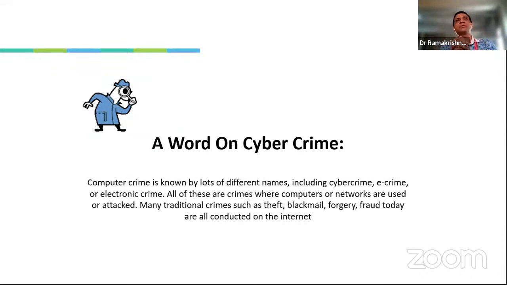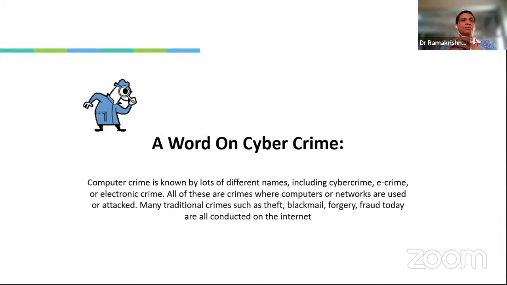Now, what is actually the meaning of cyber crime? Cyber crime is a computer crime known by lots of names, including cyber crime, e-crime, electronic crimes, all those things. Normally, when computers were not there, a lot of crime used to happen, right? There was theft, blackmailing, forgery, fraud, everything used to happen earlier, right? That used to happen offline. Now, when computers were introduced long back, everything happens online, right?